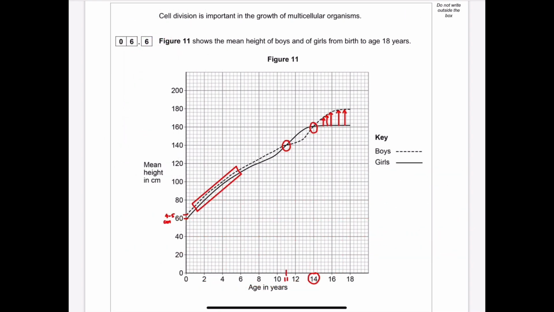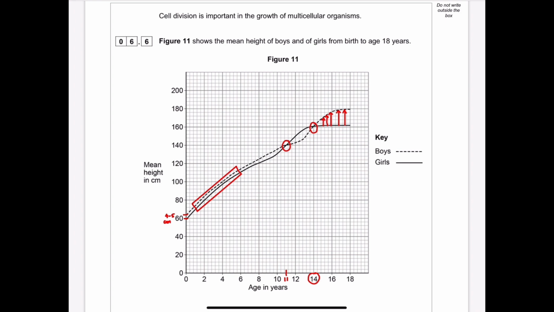Cell division is important in the growth of multicellular organisms. Question 6.6, figure number 11 shows the mean height of boys and the mean height of girls from birth to the age of 18 years. The age of boys and girls is given along the x-axis. Their mean height is along the y-axis. If we look at the graph, we can see that boys are usually taller than girls by the day of birth, and they are about 4 to 5 centimeters taller than girls.